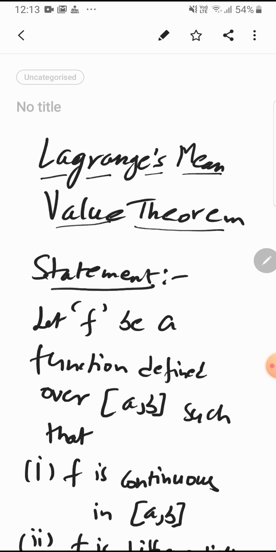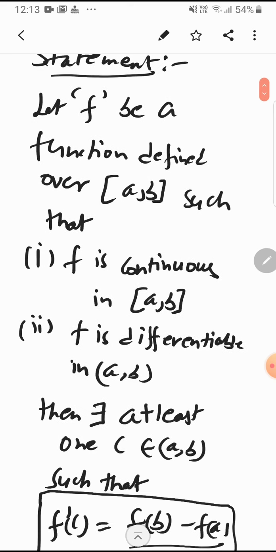Let f be a function defined over the closed interval a comma b such that, first, like Rolle's theorem, f is continuous in the closed interval a comma b. Second, again like Rolle's theorem, f is differentiable in the open interval a comma b. And unlike Rolle's theorem, there is no third condition that f of a is equal to f of b. There is no third condition in LMVT or Lagrange's mean value theorem.